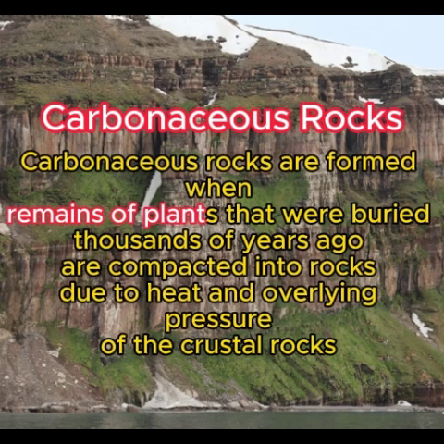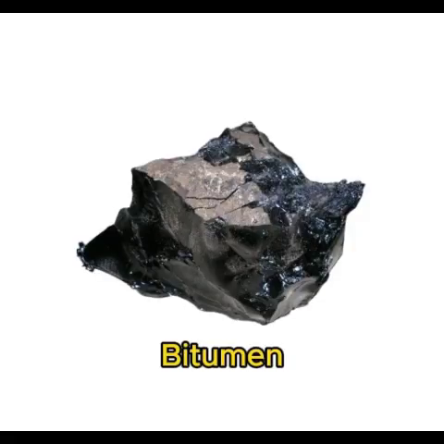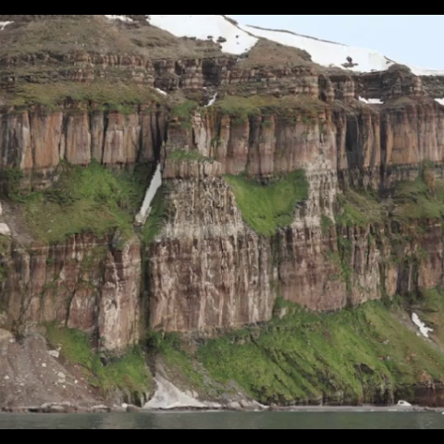The second category of organically formed sedimentary rocks include carbonaceous rocks, which are formed when remains of plants that were buried thousands of years ago are compacted into rocks due to heat and overlying pressure of the crustal rocks. Examples of carbonaceous rocks include coal, bitumen, and petroleum.